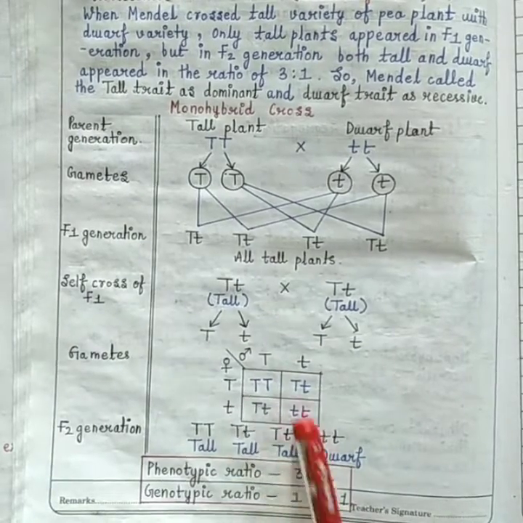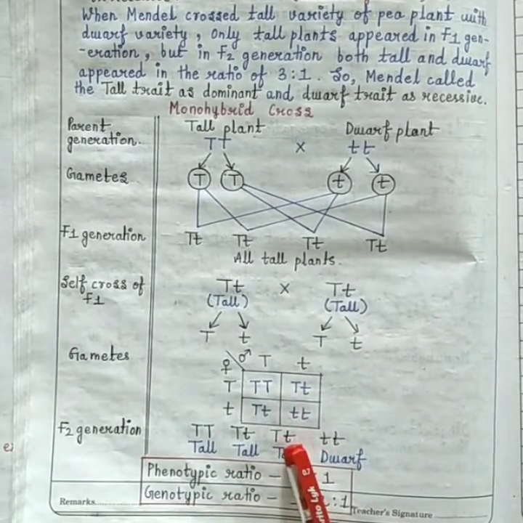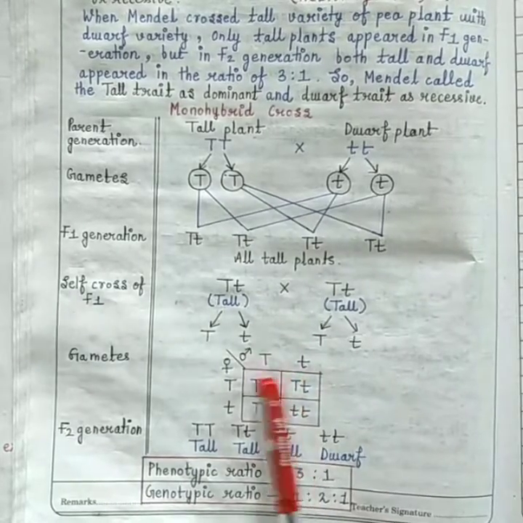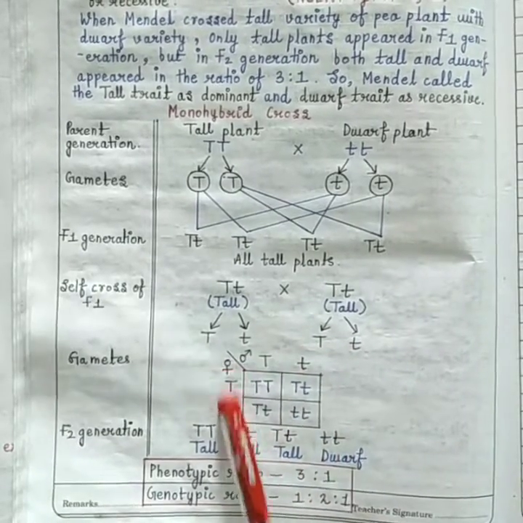So this is checkerboard, this is Punnett square. Now what we'll do कि यहाँ पे जो हमें gametes मिले थे, we'll place one pair of gamete here and the other pair of gamete this side.